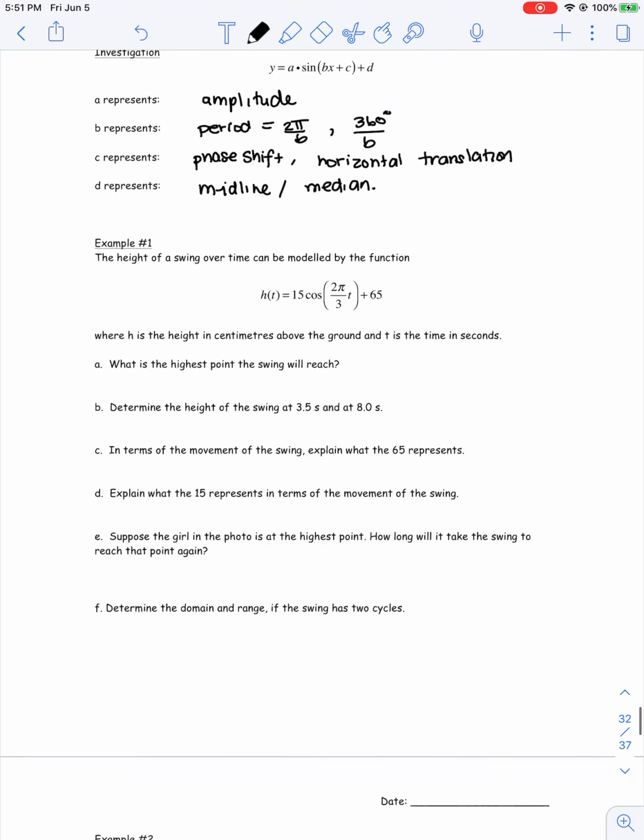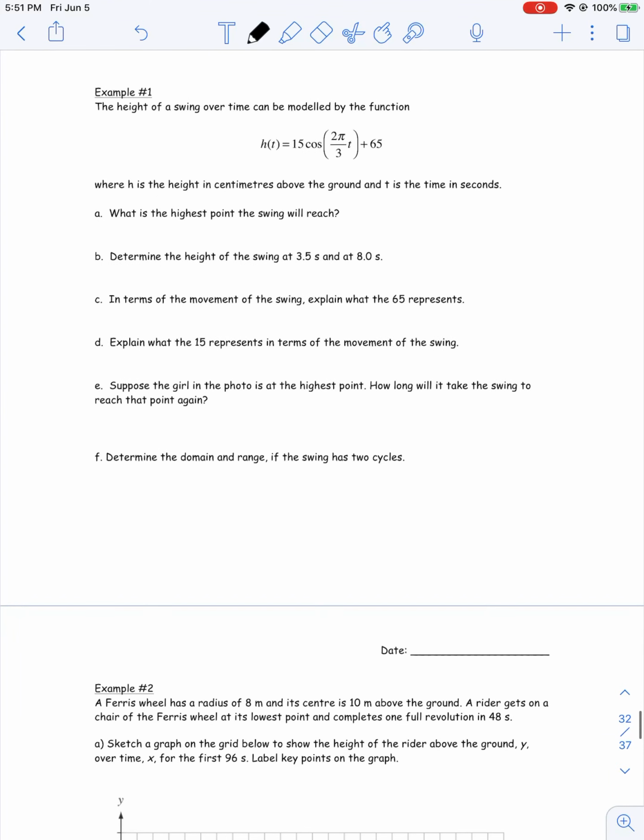Example number 1, they're giving us an equation that is a swing over time where h represents your height and t represents your time in seconds. What is the highest point the swing will reach? Well, to find our maximum, we can use a method where we take our midline and add our amplitude to it. So our midline is always our D value. Our amplitude is our A value. So if we take 65 and add 15, that's going to be our maximum height that we've reached, and that's going to be 80 centimeters for this.